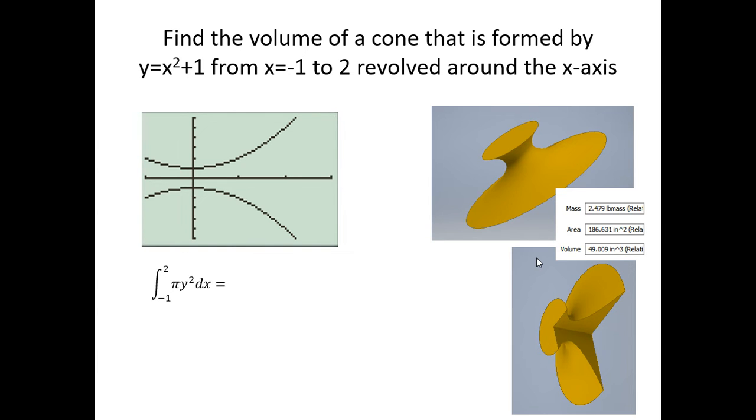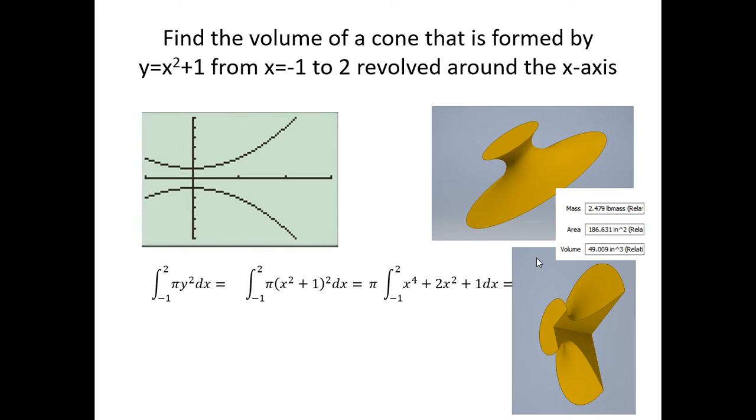Well, that's going to be the integral from negative 1 to 2 of pi times r squared, but r is y from the x-axis because we're revolving around the x-axis, and dx because that's where we're stacking our circles from negative 1 to 2. Okay, but what is y? Well, that's the x squared plus 1. So that x squared plus 1 takes the place of y. We still have to square it all out. x to the fourth plus 2x squared plus 1.